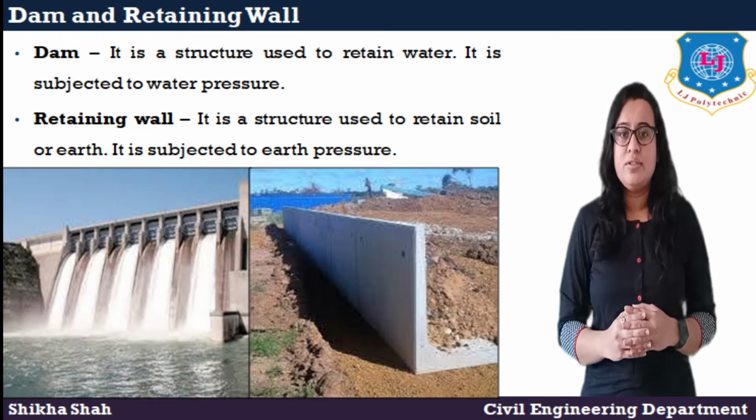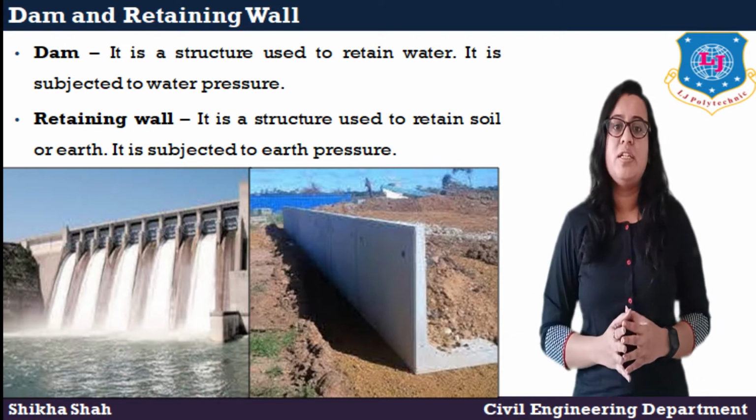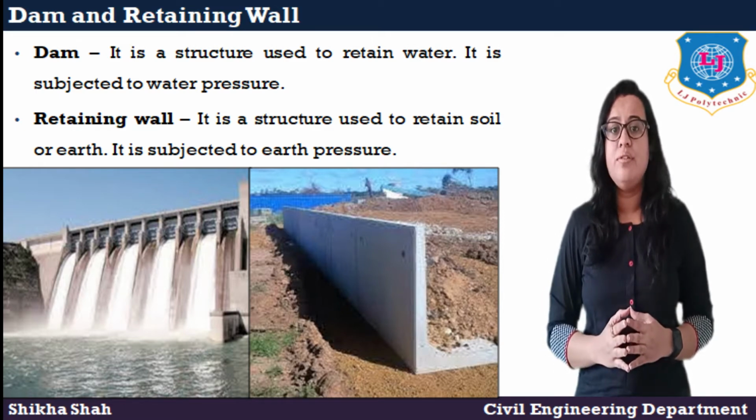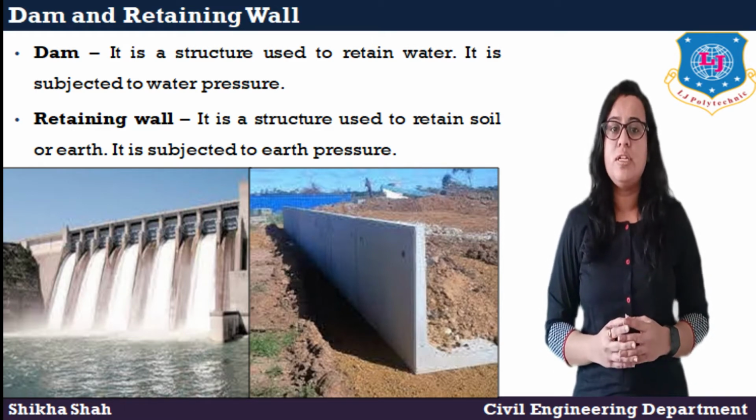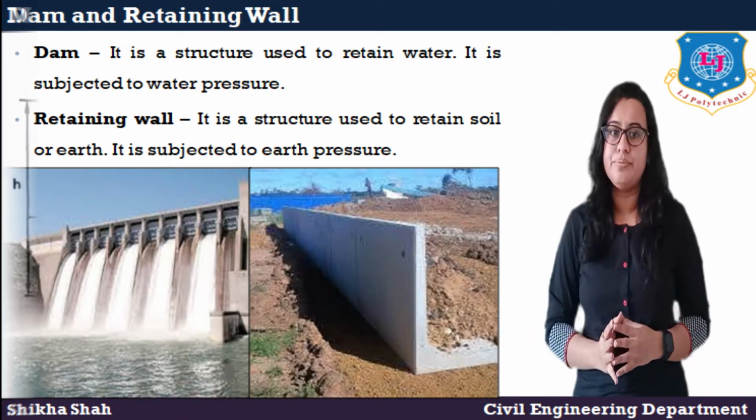The definition of dam and retaining wall. Dam is a structure used to retain water. As shown in figure, it is subjected to water pressure, and retaining wall is a structure used to retain soil or earth. It is subjected to earth pressure as shown in figure.